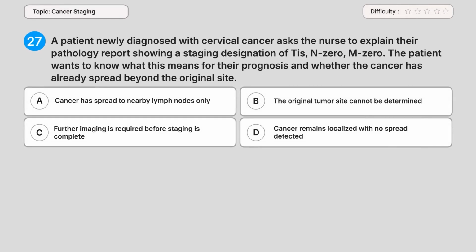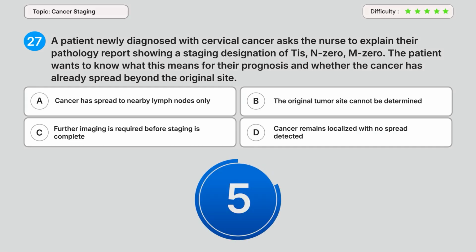27. A patient newly diagnosed with cervical cancer asks the nurse to explain their pathology report, showing a staging designation of TIS N0 M0. The patient wants to know what this means for their prognosis and whether the cancer has already spread beyond the original site. A. Cancer has spread to nearby lymph nodes only. B. The original tumour site cannot be determined. C. Further imaging is required before staging is complete. D. Cancer remains localised with no spread detected.